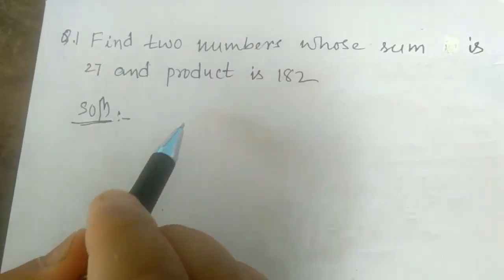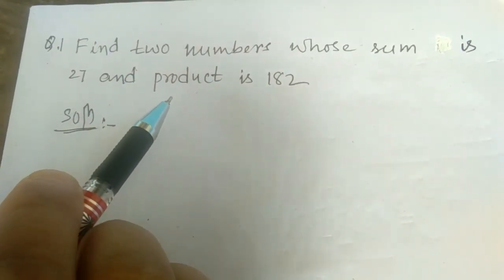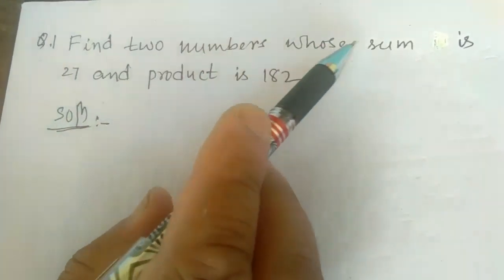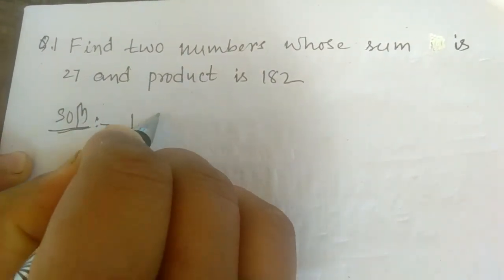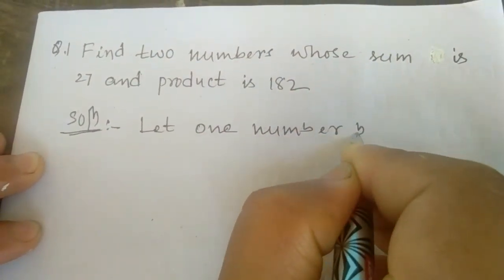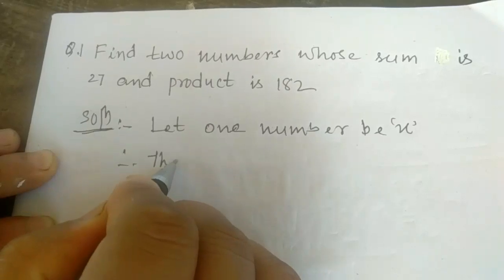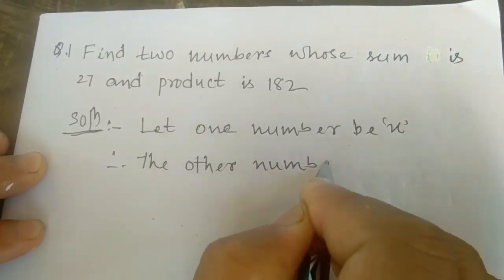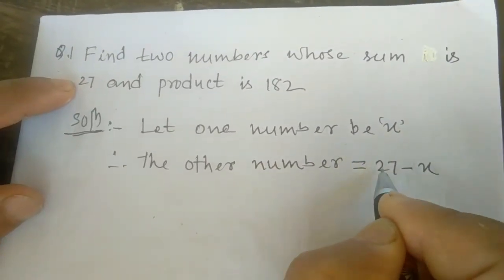This is a quadratic equation. So whenever you have a quadratic equation, you cannot take two variables. Always you have to take one variable. It is given: find two numbers whose sum is 27. So we don't know what one number is, so first we'll take, let one number be x. Suppose we are taking one number as x, therefore the other number equals, from the sum 27 you subtract this one number, so this is the other number.